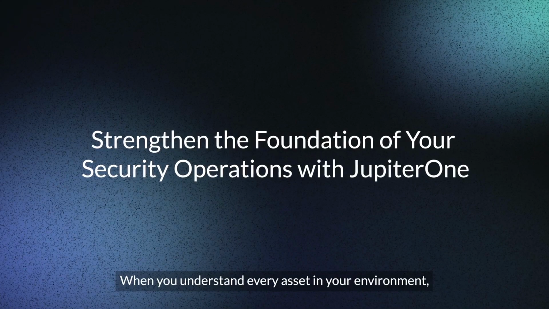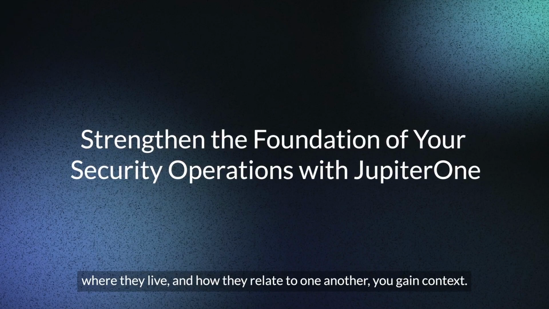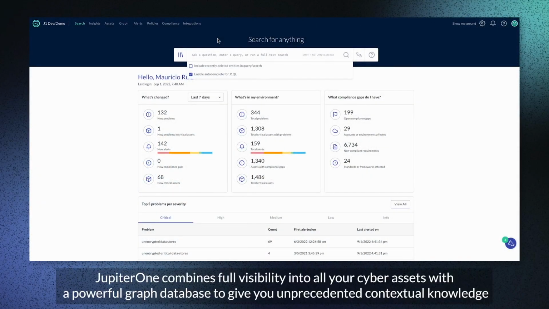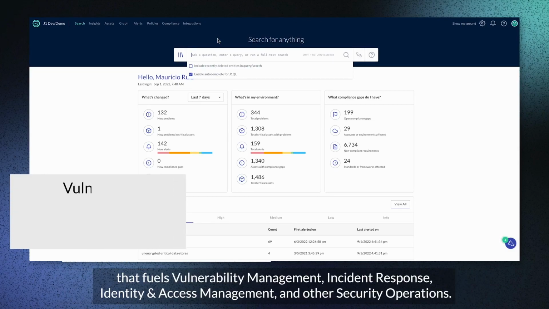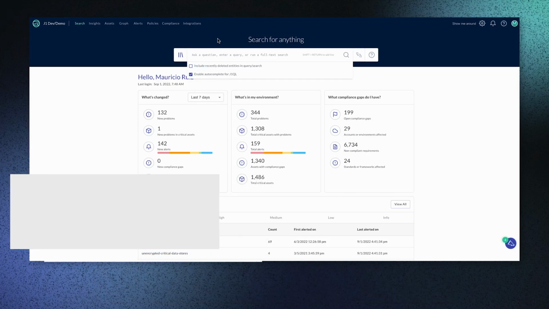When you understand every asset in your environment, where they live, and how they relate to one another, you gain context. JupiterOne combines full visibility into all your cyber assets with a powerful graph database to give you unprecedented contextual knowledge that fuels vulnerability management, incident response, identity and access management, and other security operations.